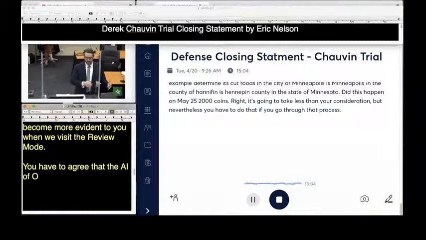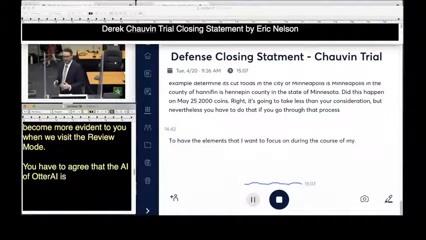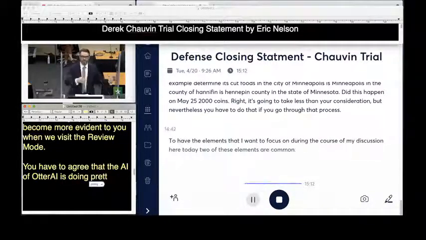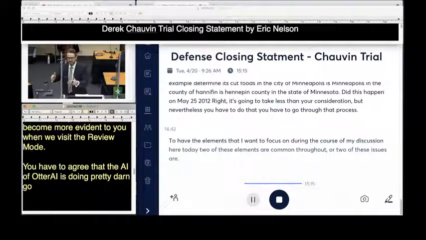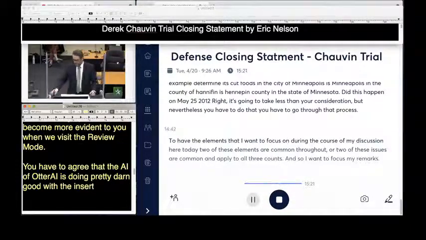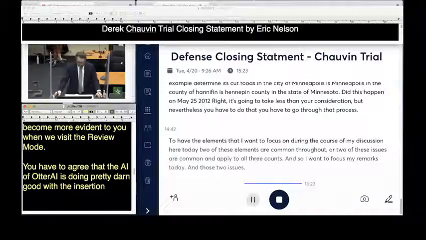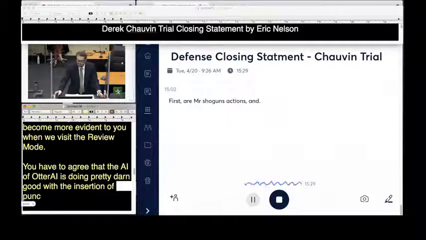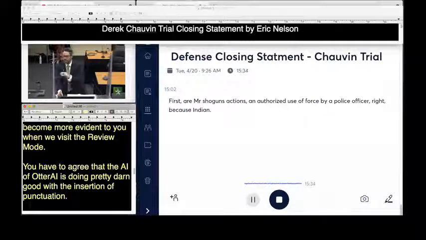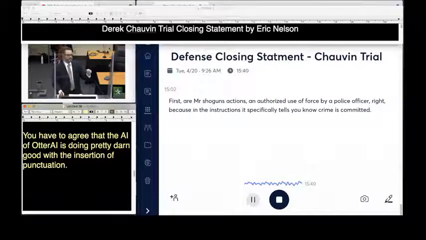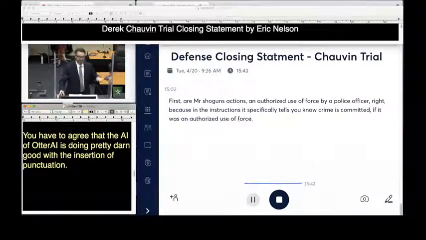Two of the elements that I want to focus on during the course of my discussion here today, two of these issues are common and apply to all three counts. And so I want to focus my remarks today on those two issues. The first, were Mr. Chauvin's actions an authorized use of force by a peace officer, right? Because in the instructions, it specifically tells you no crime is committed if it was an authorized use of force. Period. End of discussion.